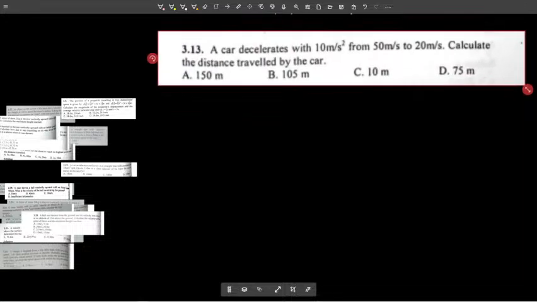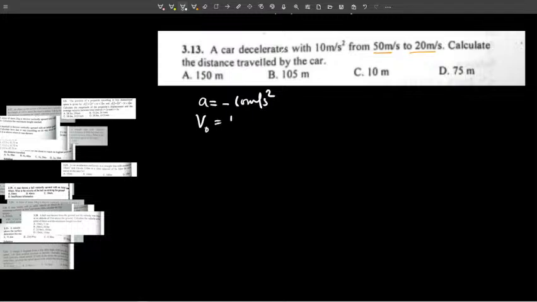So a car decelerates with 10 meter per second square. Decelerate. Now note that acceleration is negative of deceleration. So if I want to represent this with acceleration, I can say acceleration a is negative 10 meter per second square, because acceleration and deceleration are like negative of each other. Do you understand? And decelerate from what to what? From this to this. So what's the initial velocity? v naught is 50 meter per second and v is 20 meter per second.